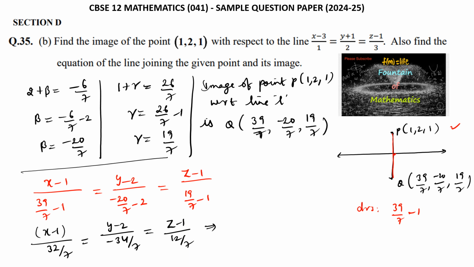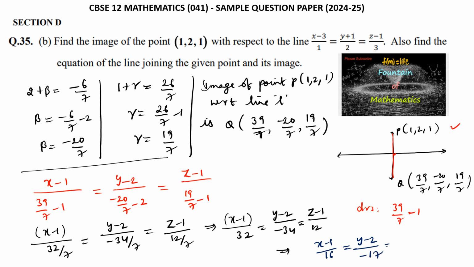On simplifying, we can write (x - 1) upon 32 is equal to (y - 2) upon -34, which is equal to (z - 1) upon 12. That is, we can cancel with the two tables: (x - 1)/16 = (y - 2)/-17 = (z - 1)/6. So this is the required line equation of PQ, and the image point is 39 by 7, comma -20 by 7, comma 19 by 7.